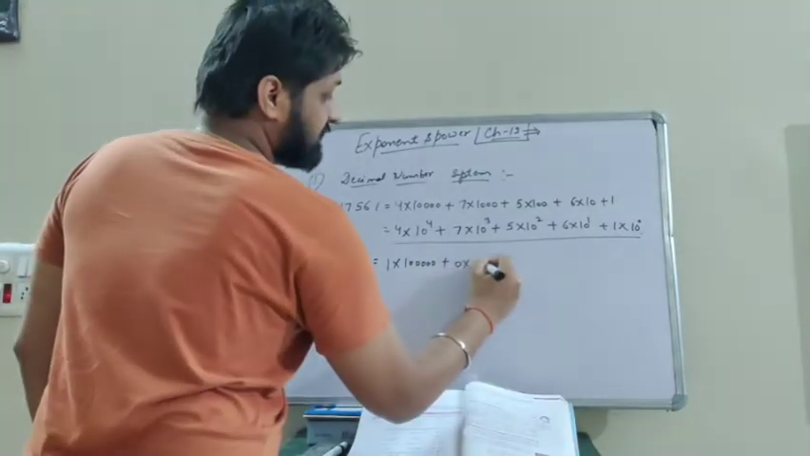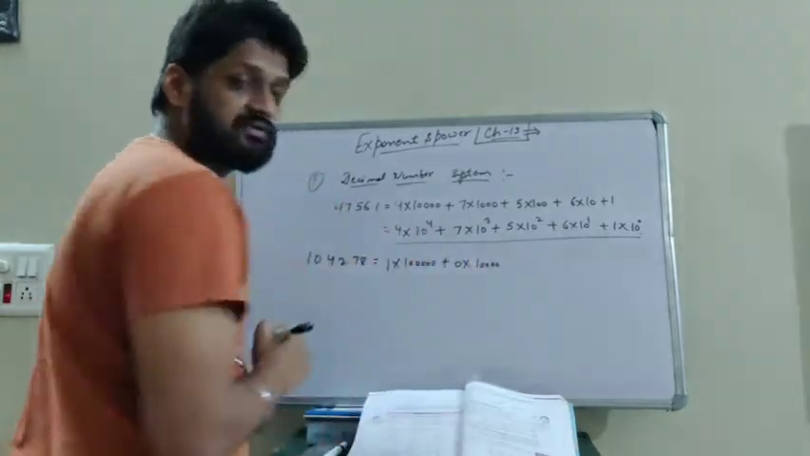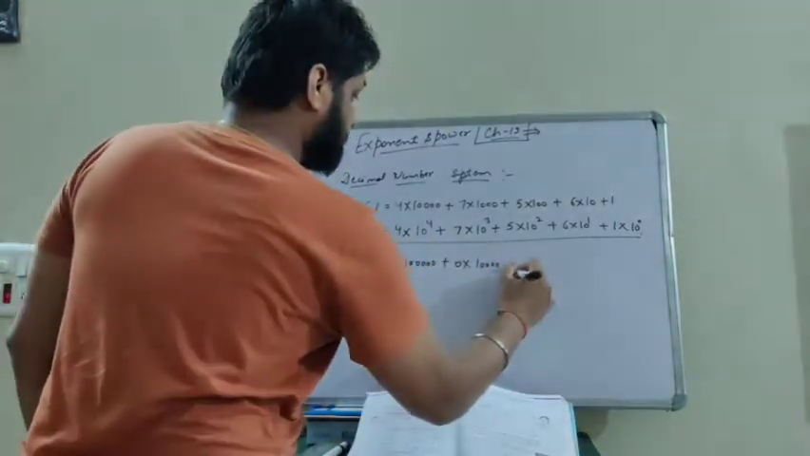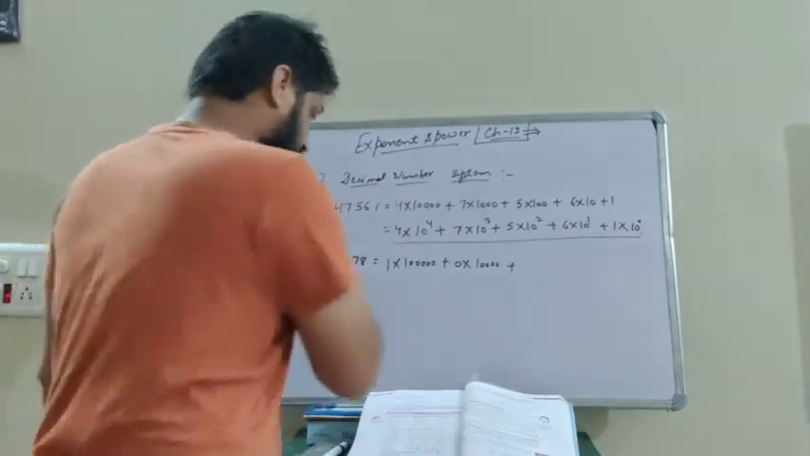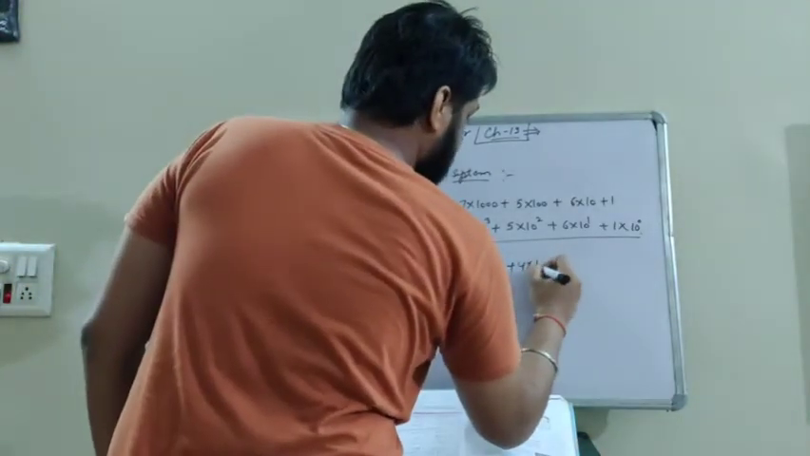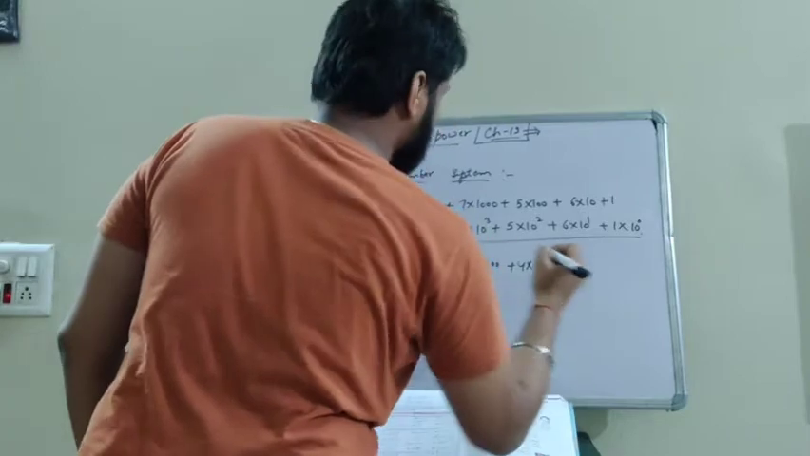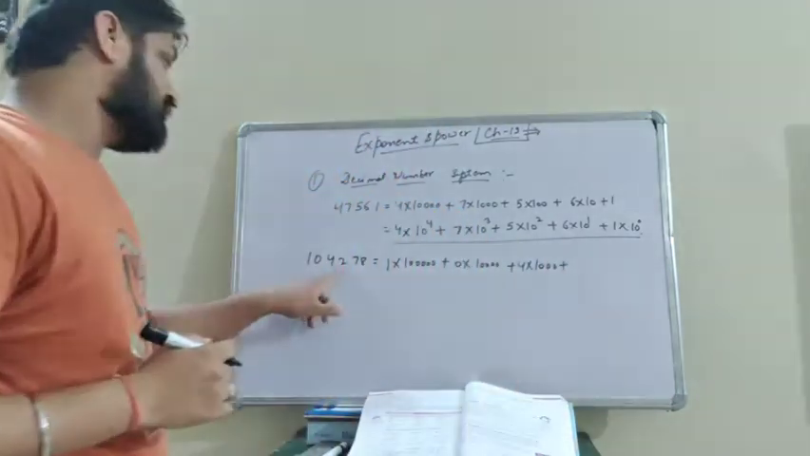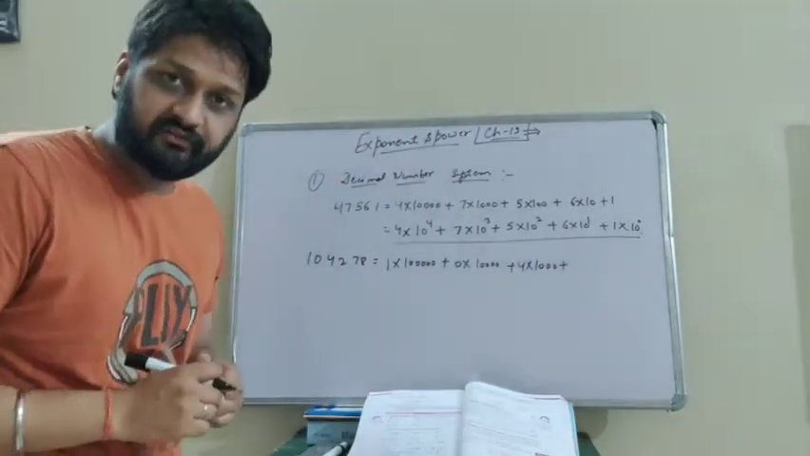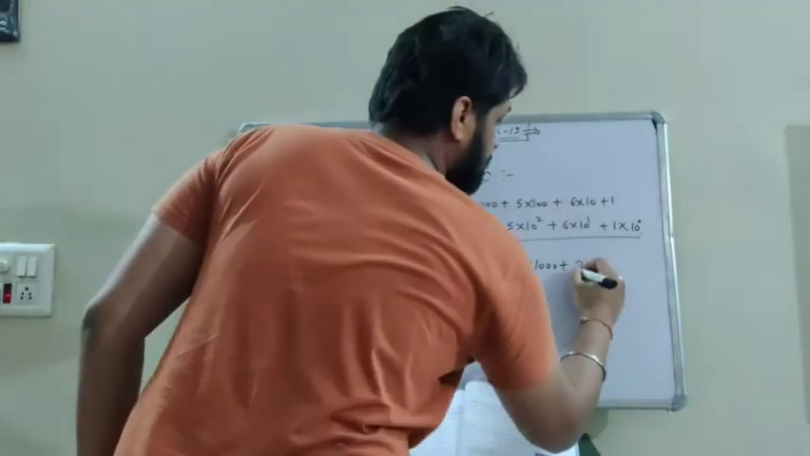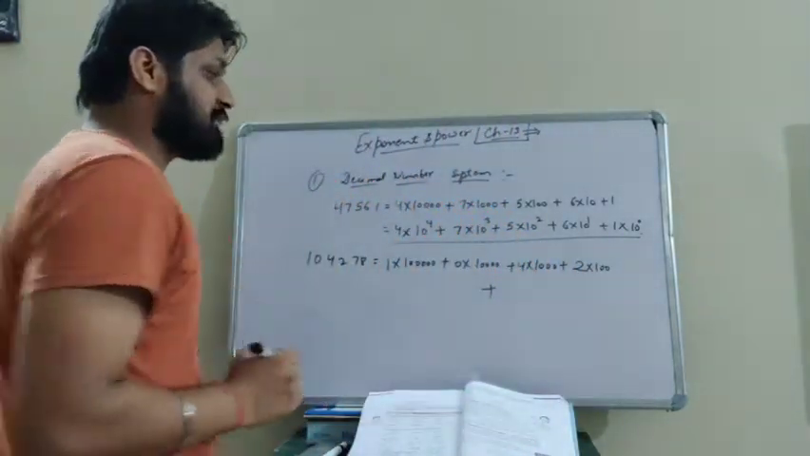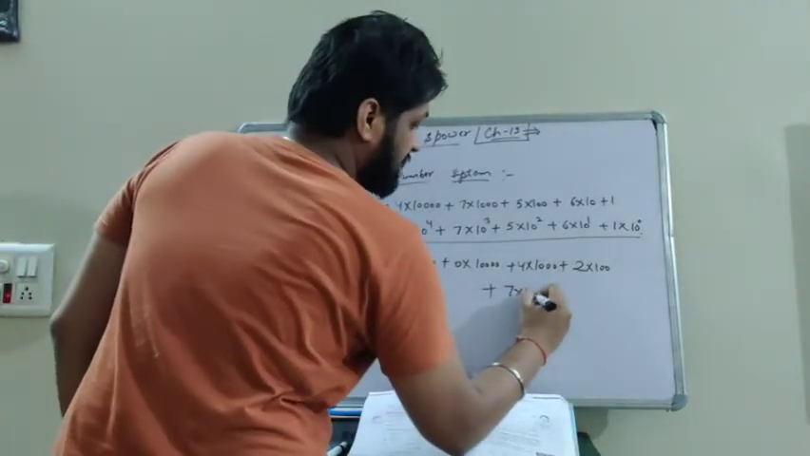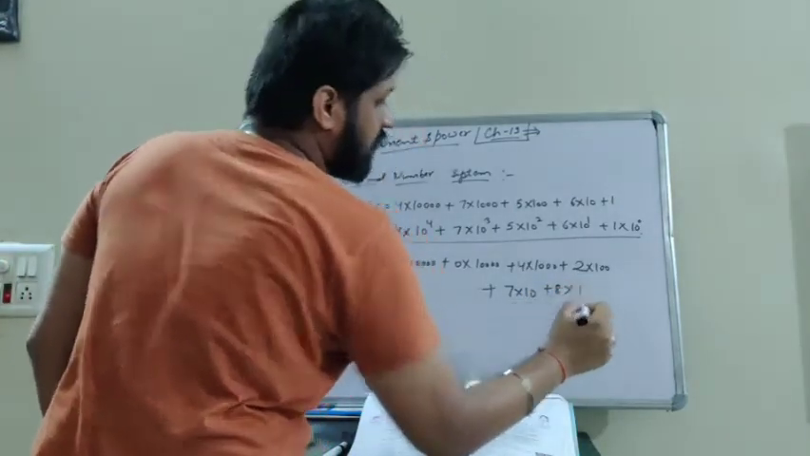0 multiplied by 10,000, 4 zeros, plus 4. 4 is at the thousands place. So 4 multiplied by 1000. Similarly plus 2. 2 is at which place? Hundreds place. So 2 multiplied by 100. Then it will continue: 7 multiplied by 10 and plus 8 multiplied by 1.